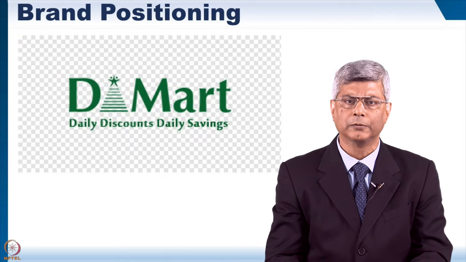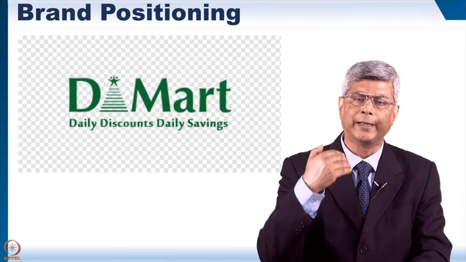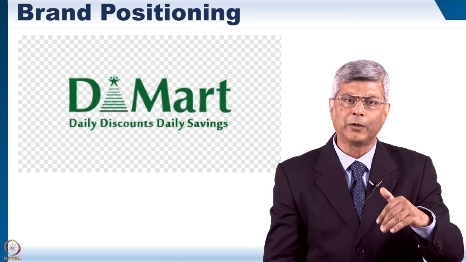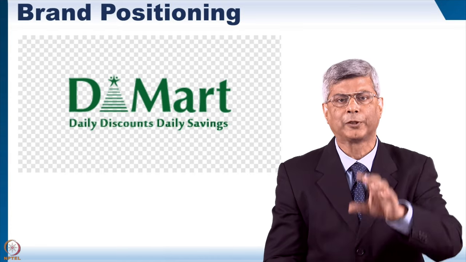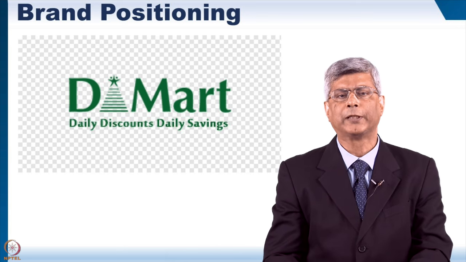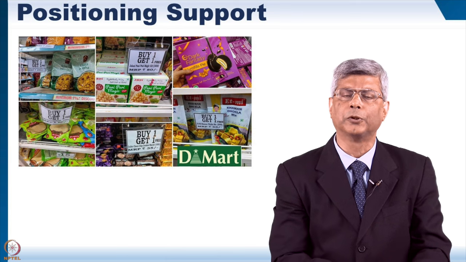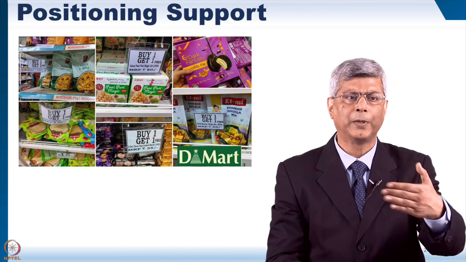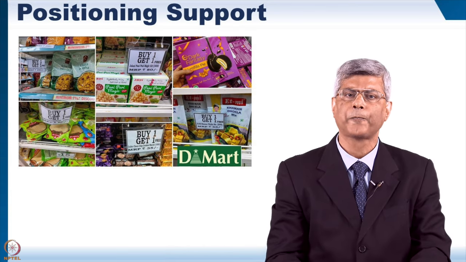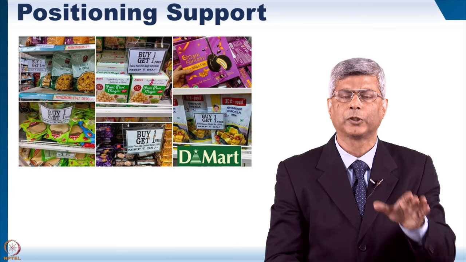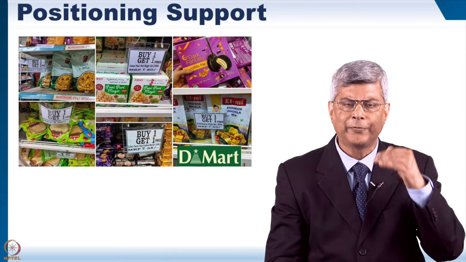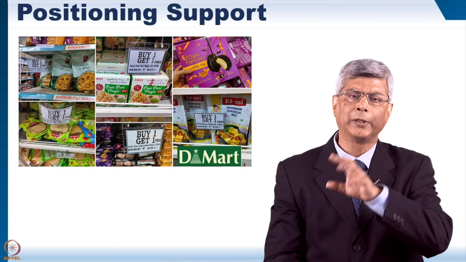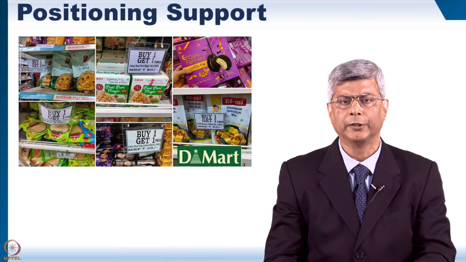But let's look at an Indian example, DMart. And DMart talks about daily discounts, daily savings, which means if you go to a DMart store, whenever you walk in daily, you get a discount, which means you save money, you can buy more, and you can live a better life because you're saving money on every purchase. How does DMart support that position? So if you walk into the store, you'll find the discounts are displayed right up front. Buy one, get one. Buy one, get one. Or you get 12% discount, a 10% discount. So it's there right up front. So the pricing that you are getting daily savings is in every aisle, every corner of the store when you walk in. That's how brands create a whole experience to support the brand positioning.